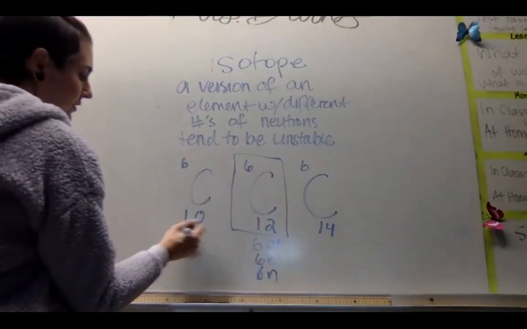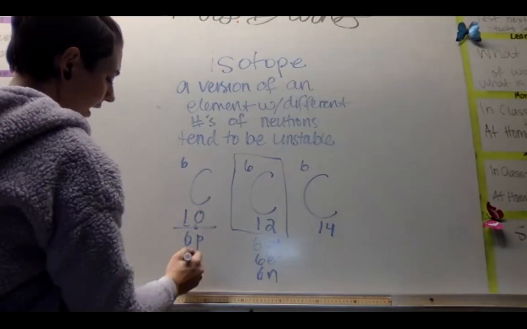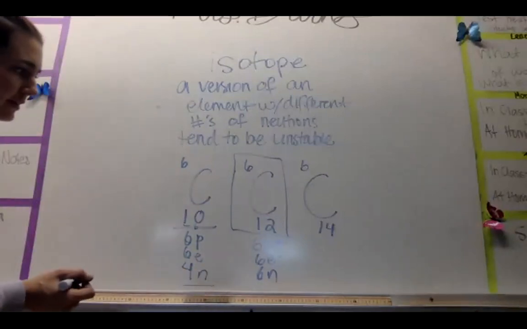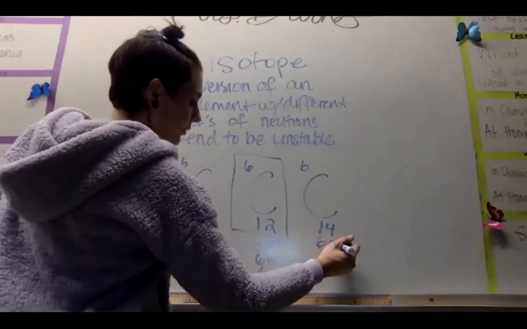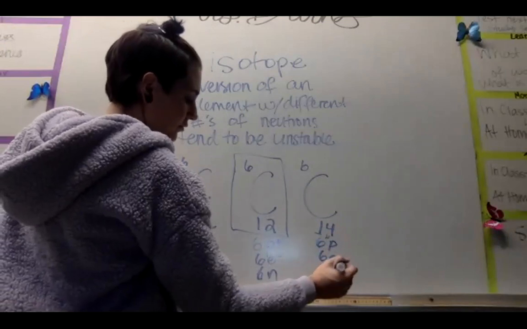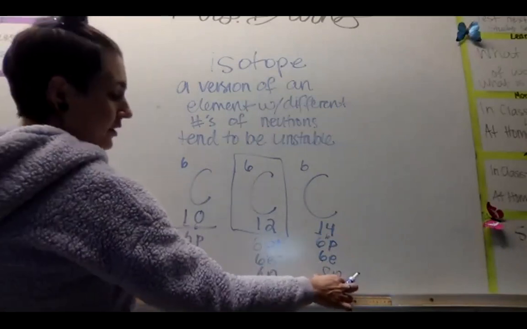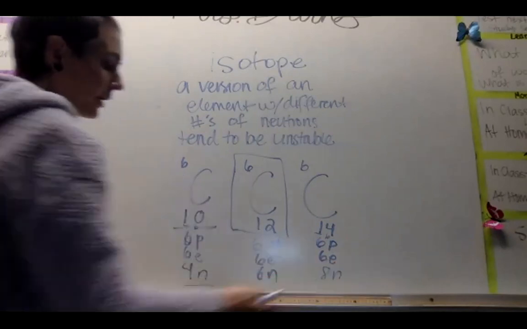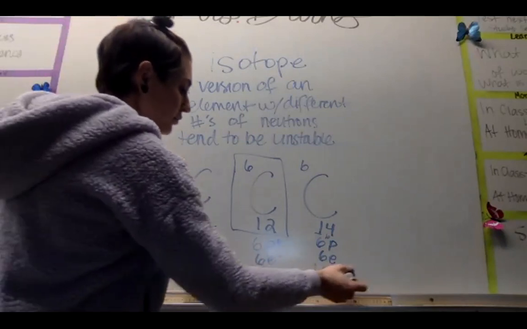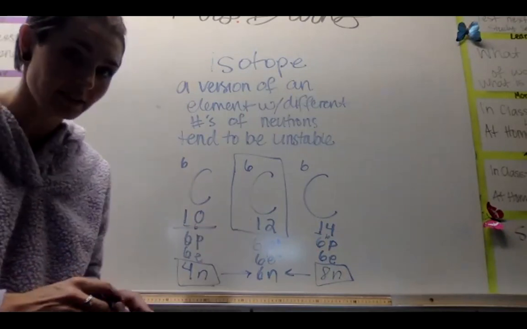So then let's look at this isotope here. I have 6 protons, 6 electrons, and I have 4 neutrons. So this is an isotope that has less neutrons. And same thing here, 6 protons, 6 electrons, and then this one has 8 neutrons. So this is an isotope that has more neutrons. These are both isotopes. One has less, one has more. The reason that we know that they're an isotope is because they have a different number of neutrons than the stable version, which is the one that's reported by the periodic table.